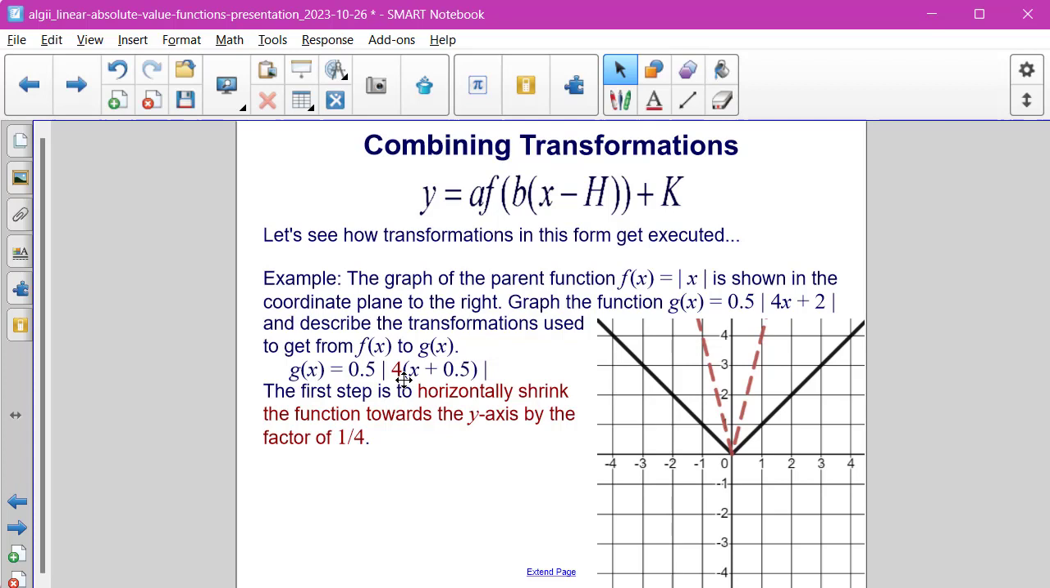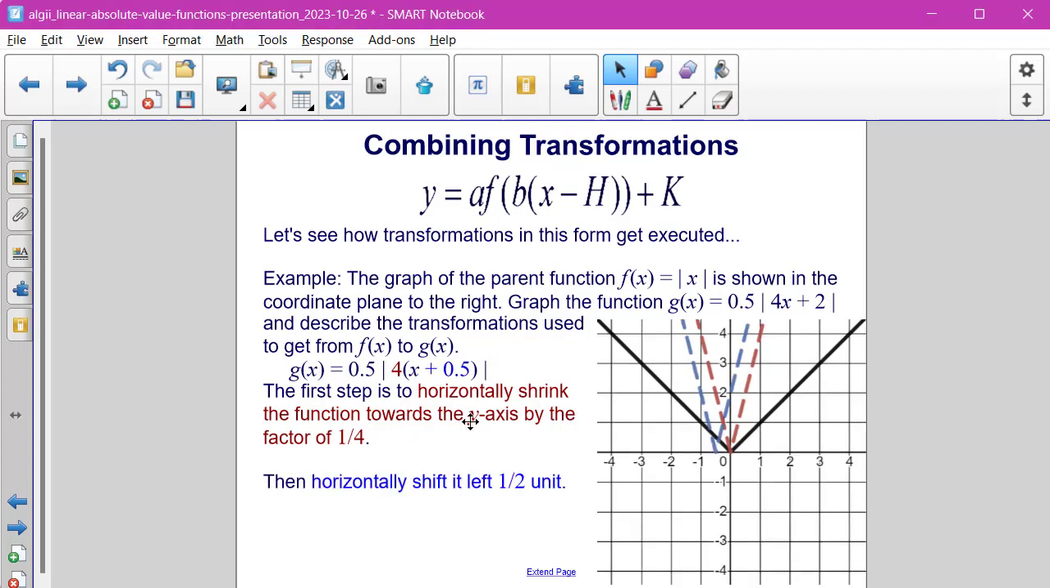Again, remember, b is not the exact horizontal stretch or shrink. You have to put 1 over it to determine that factor. So 1 over 4 tells us it's a horizontal shrink by that factor. The next transformation would then be to horizontally shift the function to the left 1/2 unit. Again, the left is because you have the minus negative, so we're going to the left. And then because we factored the 4 out, we're left with 1/2, so that's how far to the left we move it.